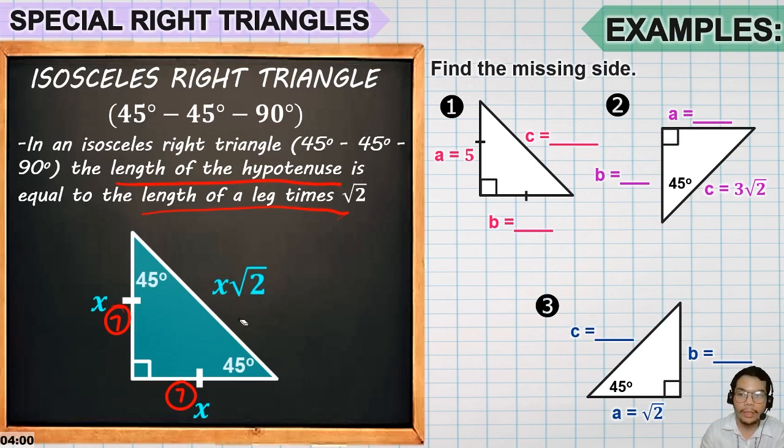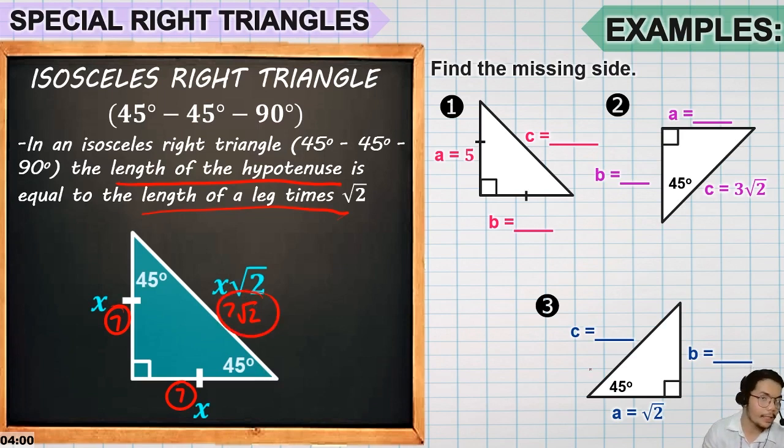So, kung ang sukat ng isang leg ay 7, ibig sabihin, ang hypotenuse natin ay 7 square root of 2. Nag-multiply ka lang ng square root of 2. Gets po? Ayan. So, yan yung dahilan kung bakit siya special right triangle. Dahil sa mga relationships pagdating sa sides nito. And how do we apply these properties? Let's have the following example.